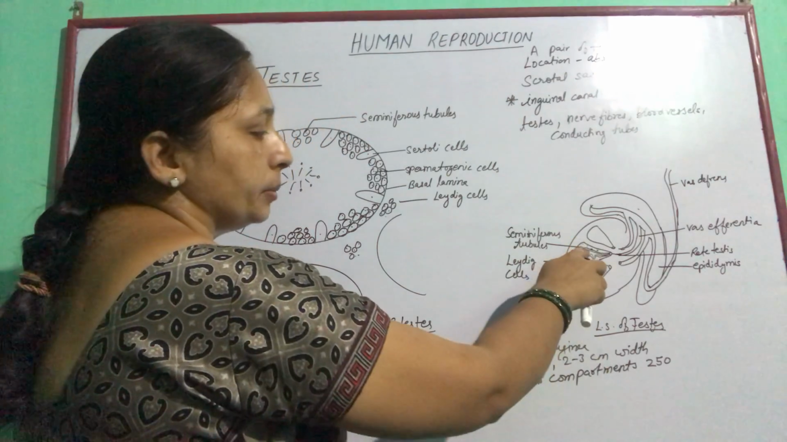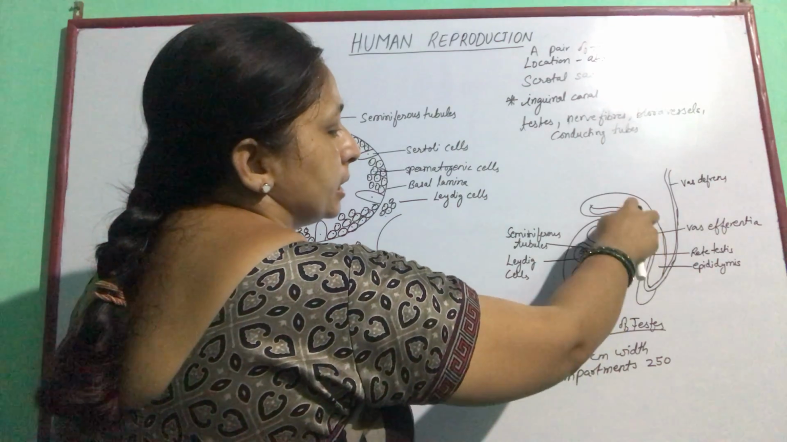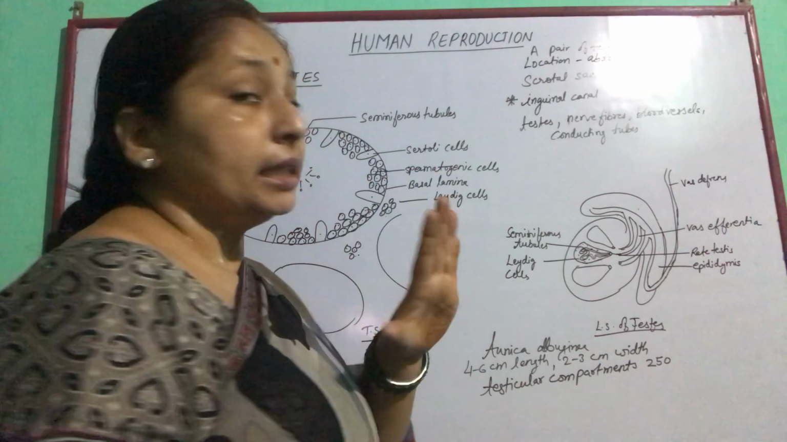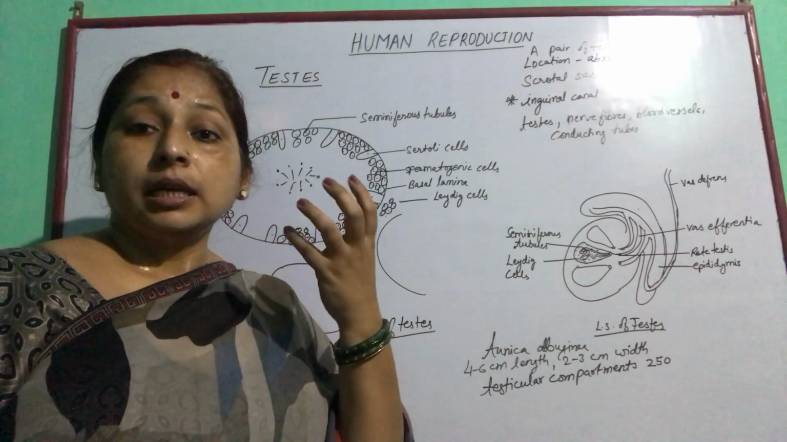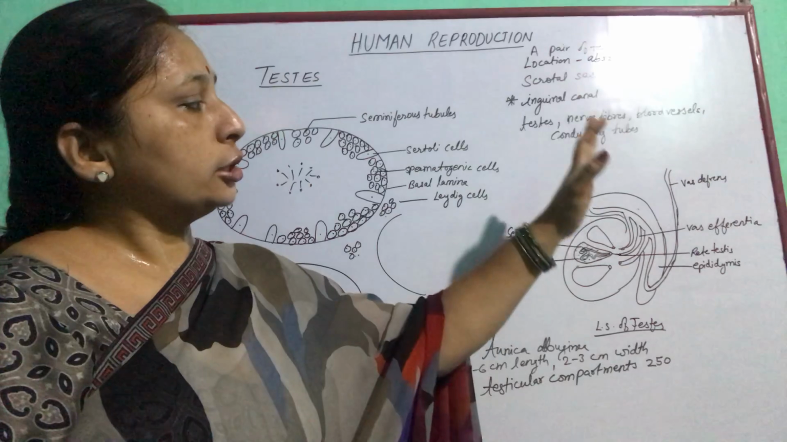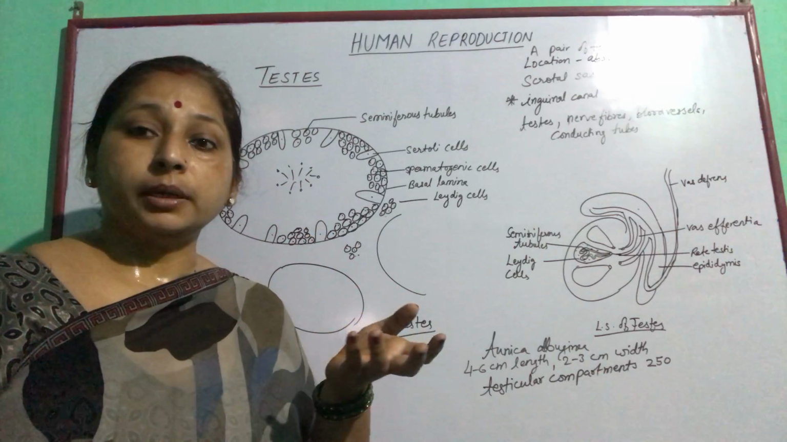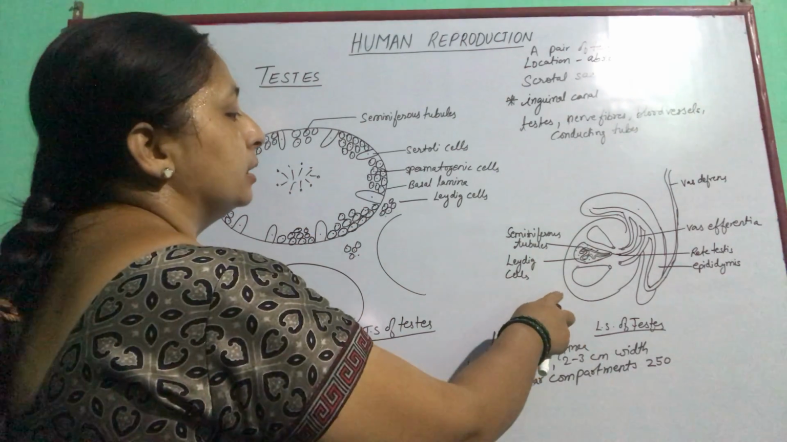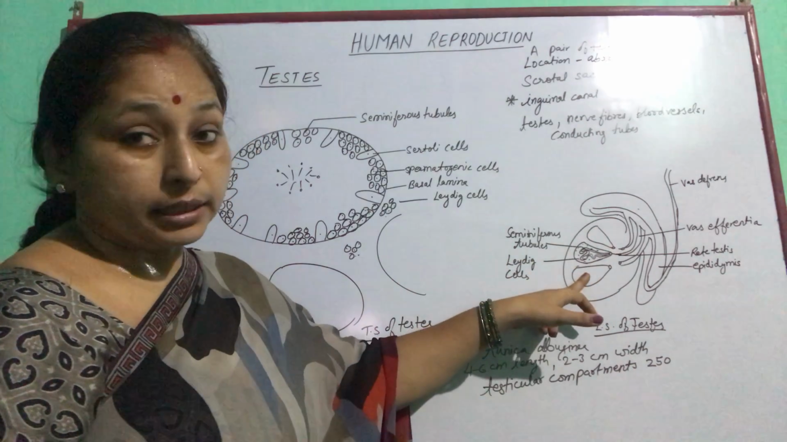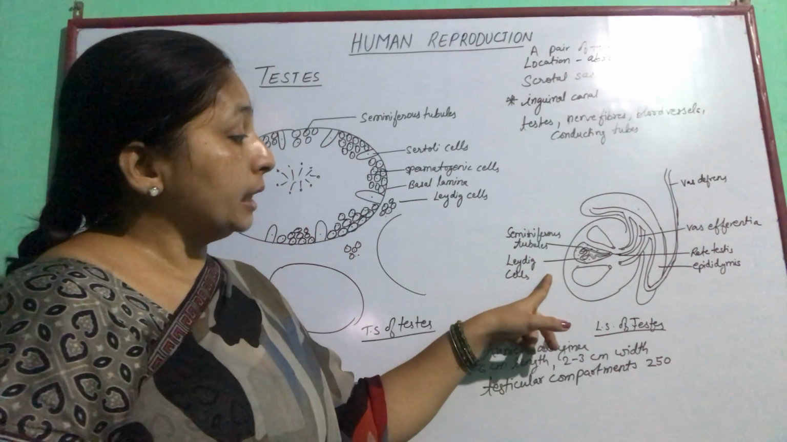When sperm is formed in the seminiferous tubule, it is sent with the help of the vas efferentia to the epididymis. In the epididymis, it is stored for some time. It matures, gets concentrated, and is then released with the help of the vas deferens. So this is the formation of sperms, the male gametes, which takes place in the testicular compartments inside the testis. Around 250 compartments or more are present.